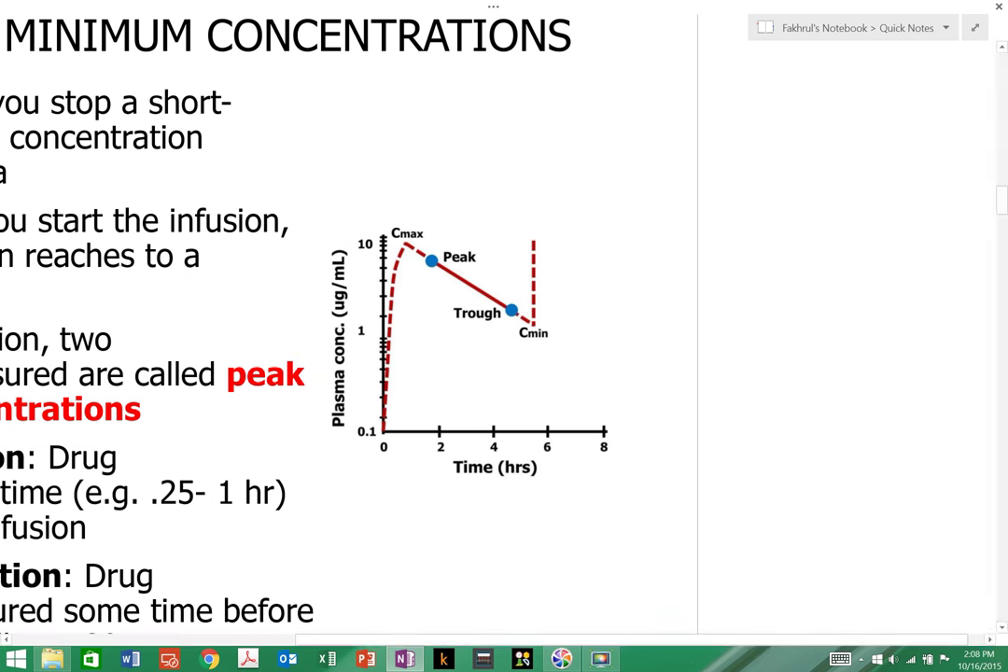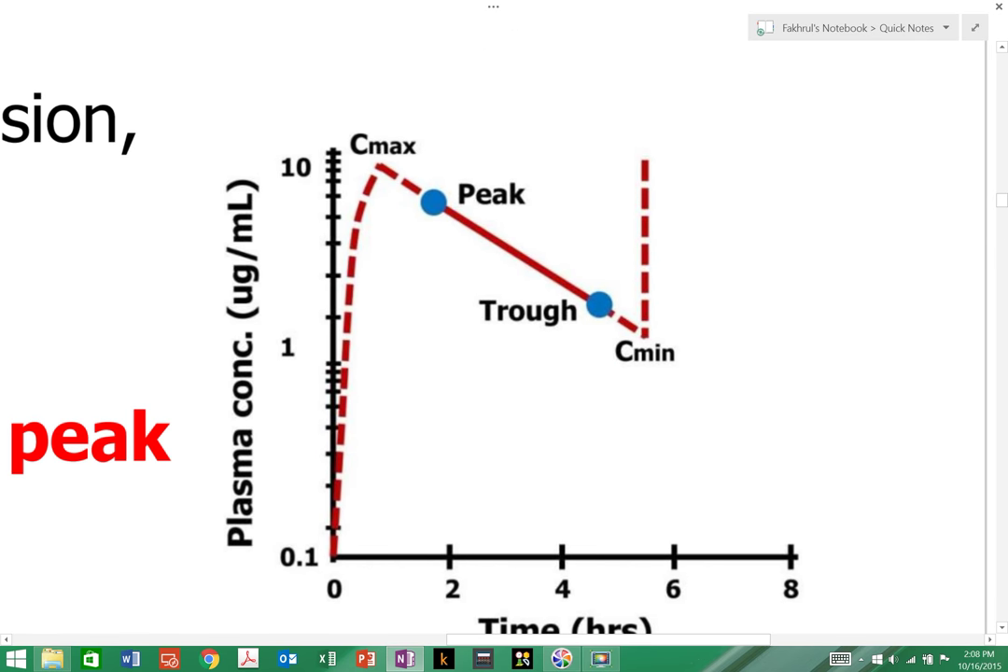First, you have to look into this curve carefully. In case of intermittent IV infusion, if you start infusion, for example, from here, then you infuse for, say, 30 minutes, and here you stop the infusion. When you stop the infusion, you will have the maximum concentration. This concentration is called Cmax. Then you wait, for example, in this case 6 hours, until the concentration goes to Cmin, and you administer another dose. So before you administer the second dose, the concentration will be minimum. This is called Cmin.